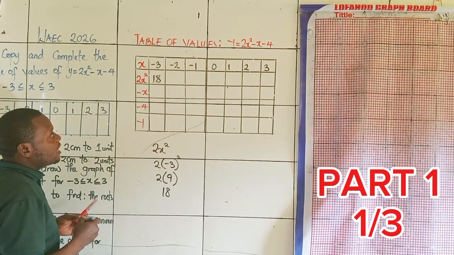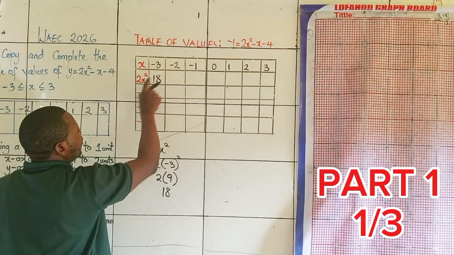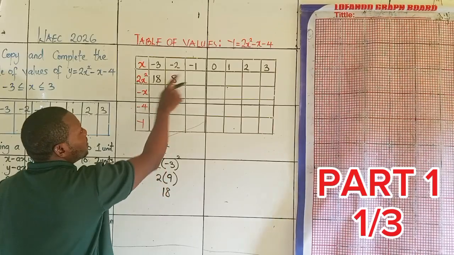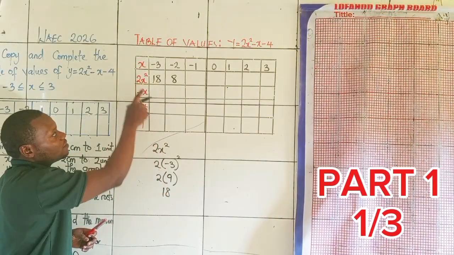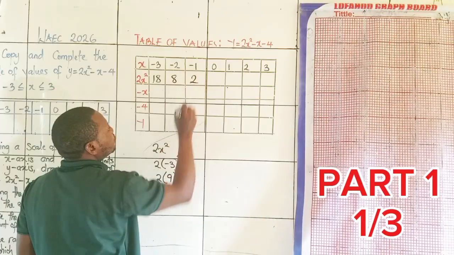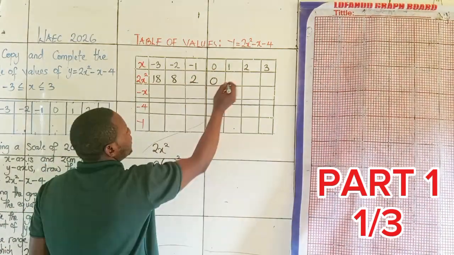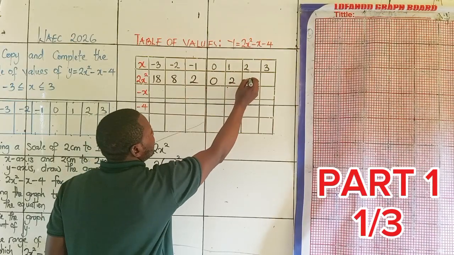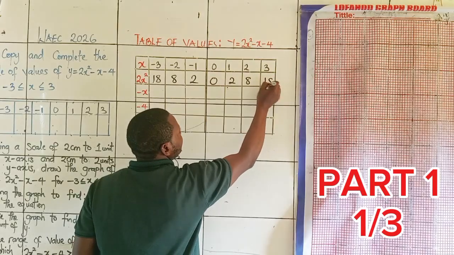If you follow the same way, you see that -2 squared is 4, and 4 times 2 is 8. Then -1 squared is 1, and 1 times 2 will give us 2. Then 0 squared times 2 will be 0. 1 squared times 2 will be 2. 2 squared is 4, 4 times 2 is 8. 3 squared is 9, and 9 times 2 is 18.